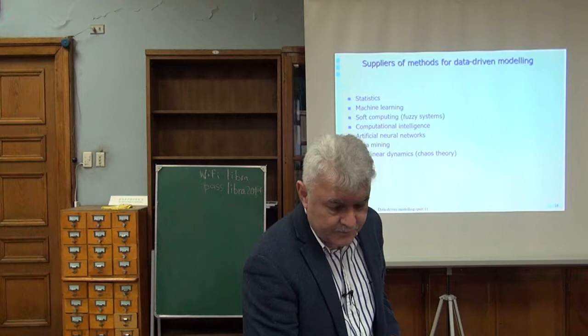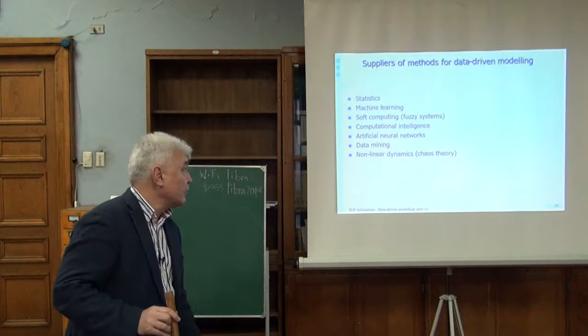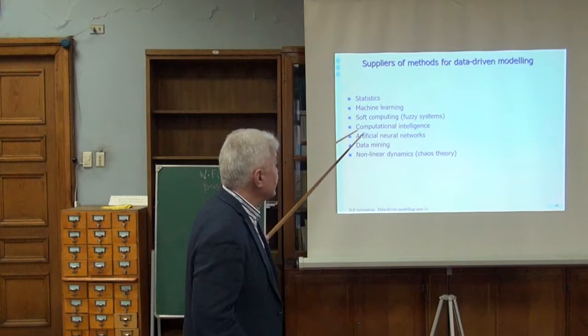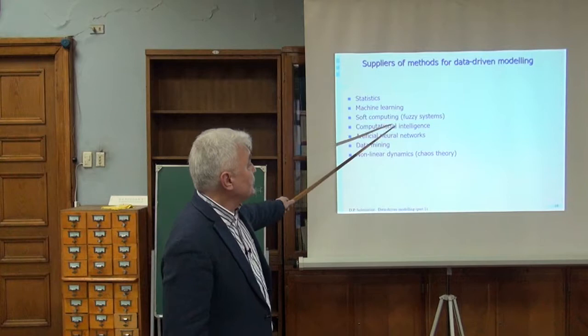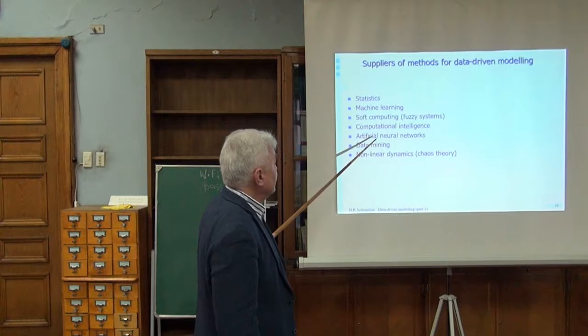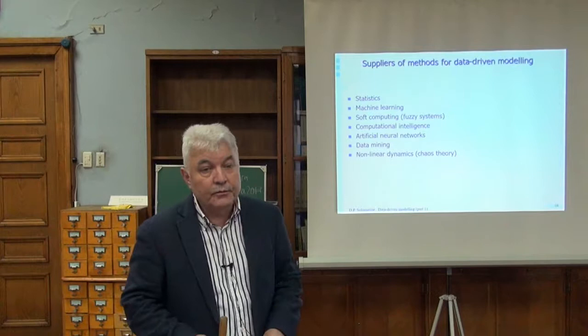Okay, so data-driven modeling is a term used in water resources often. So what sciences or areas of engineering supply methods? These are the areas which supply the methods for this: statistics, machine learning, soft computing, including fuzzy systems, computational intelligence, which in fact includes all of it, artificial neural networks, which is one small component, one type of model, data mining, an often used term in financial services and human resource management, and such like.